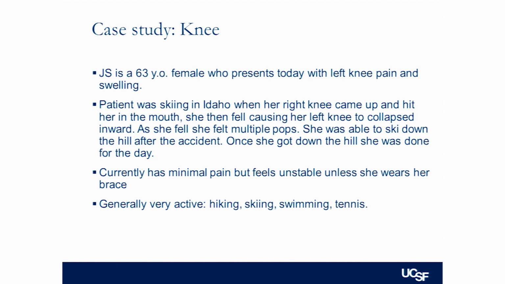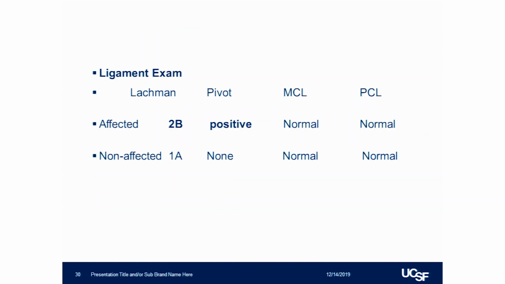And when she came to see me in the office a couple of weeks later, she's got minimal pain. Her swelling, which was immediate, has gone down. She wore a brace, and really her main symptom is instability. So less pain and more instability. And when we talk to her, she's a very active 63-year-old. She loves to hike. She lives up in the mountains, and really needs to have her knee for all these activities. So physical exam is unremarkable, but very clearly when we do a ligament exam, she has a 2B Lachman and a positive pivot shift.